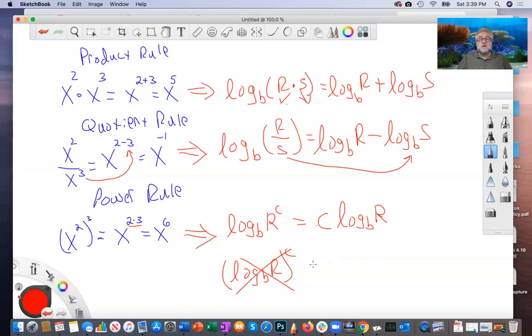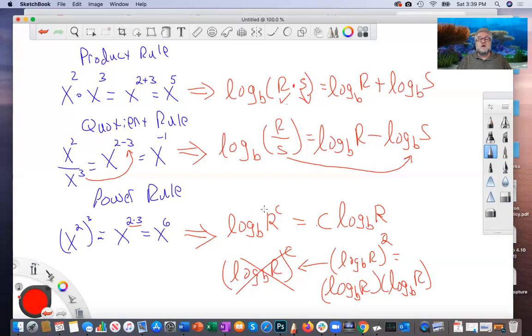And remember, it is not this, because if you have log base b of r to the c power, let's say to the second power, all that means is log base b of r times log base b of r. Doesn't mean anything else. There's no tricks here. But it's not this. It's not the exponent outside of the log function.